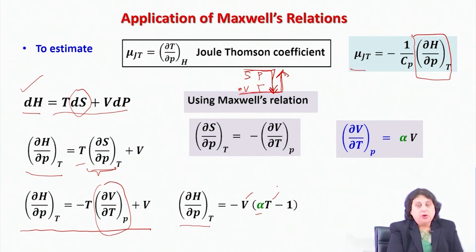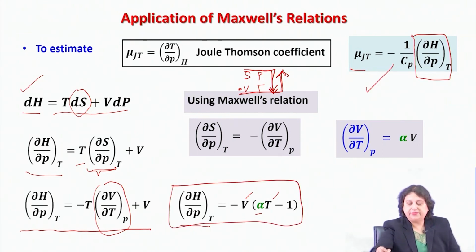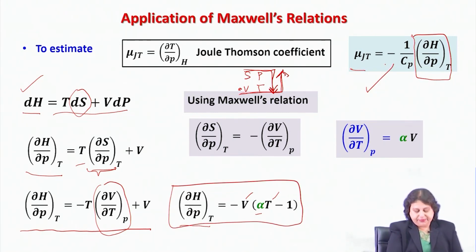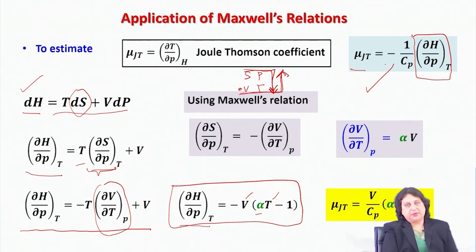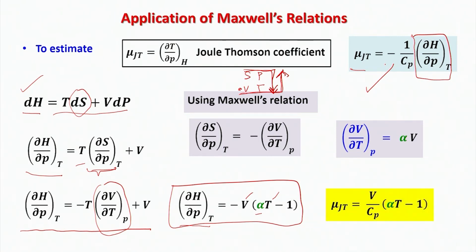Now, using this relationship, I can put it back in the definition of mu JT, and this is the resultant expression of mu JT. So mu JT is now given by V by Cp into (alpha T minus 1).